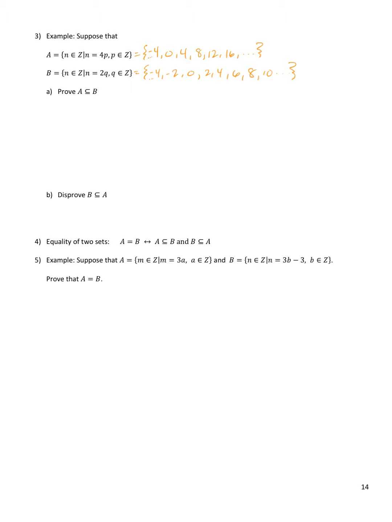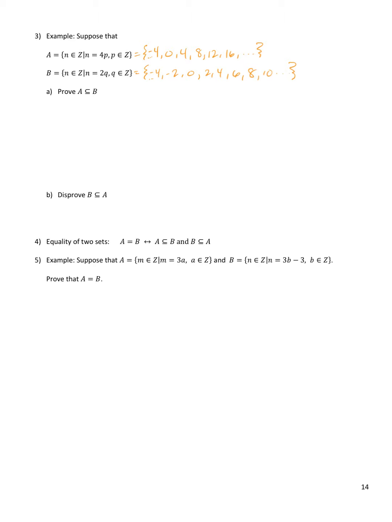Okay, so I want to prove that A is contained in B, that every element of A appears in B. We can see that -4 is in A, it also appears in B. 4 is in A, it also appears in B. 8 is in A, it also appears in B. 12 is in A, it would be the next element that I did not write in B.